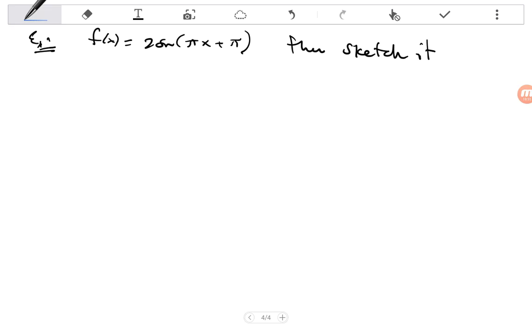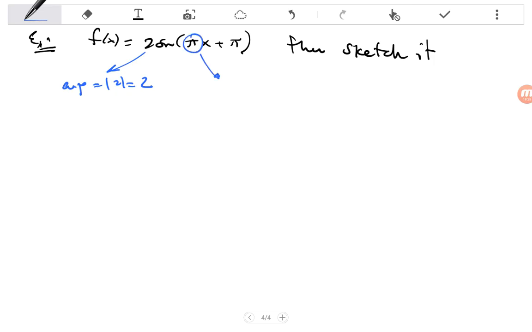Okay, so I will solve it now, and check with me your answers. Now, where is the amplitude? Yes, it is just 2. The amplitude will be the absolute value of 2, which is exactly 2. What about the frequency and the period? We get it from that pi.